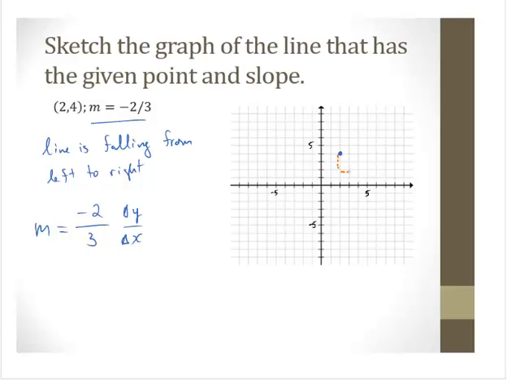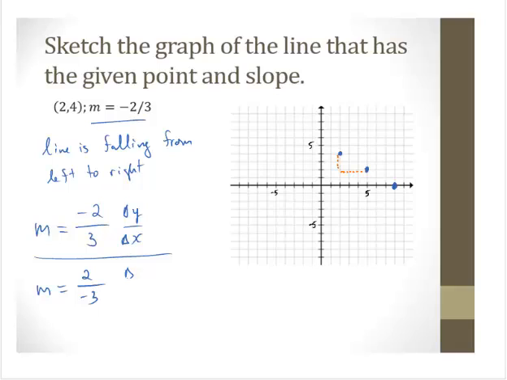and then the delta x is 3. The line runs 3 units. And so using that, I can plot another point on the line, and I can continue to do that repeatedly. So from that point, the line falls 2 and runs 3. Now I could have also thought of the slope as being 2 over negative 3, since a positive divided by a negative is still negative.